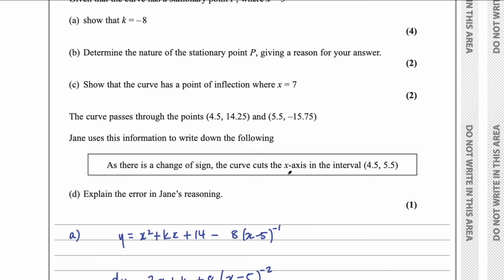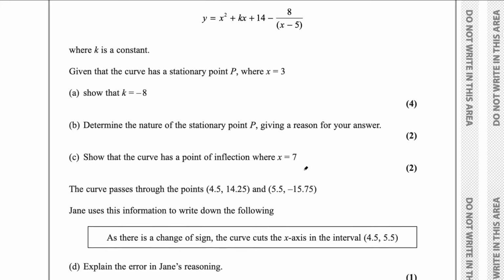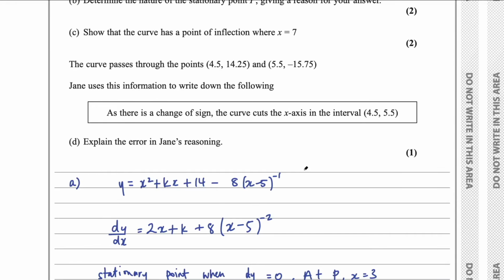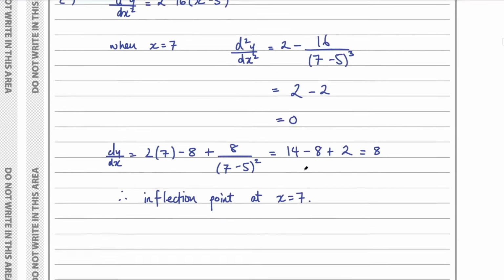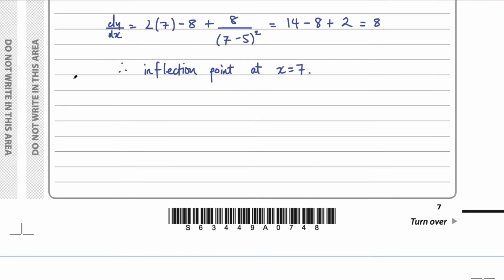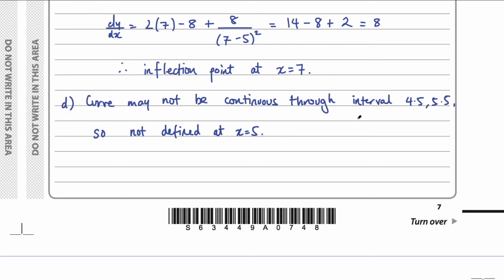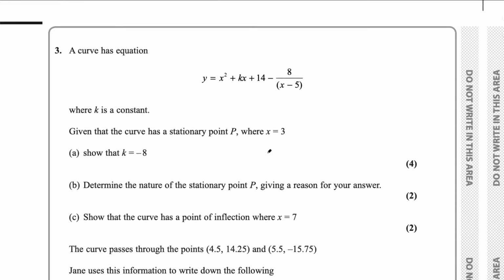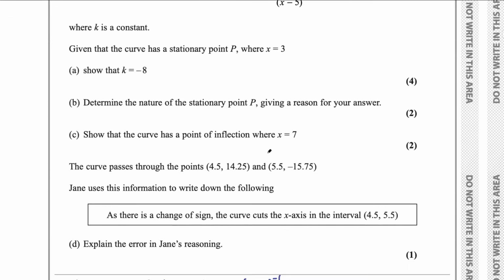Well, one reason is we don't know that this graph is continuous through those points. They haven't given us a diagram for this question, and they haven't told us it's continuous, so that would be my answer there. So the curve may not be continuous through the interval 4.5, 5.5, so not defined at x equals 5. And that was question 3 for a total of 9 marks.